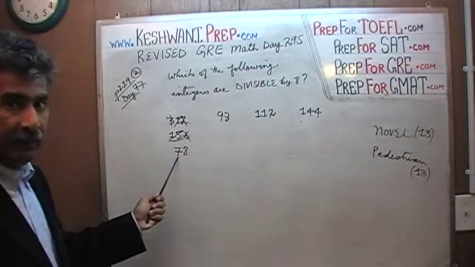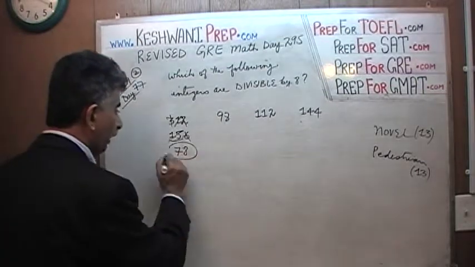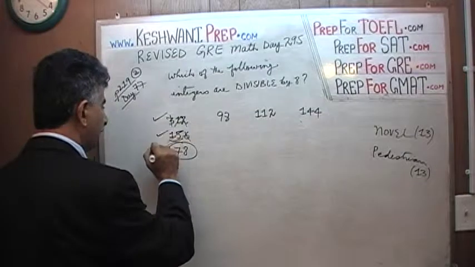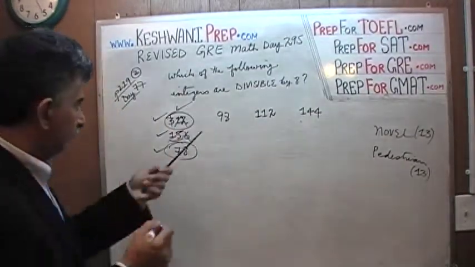Now since 78 is an even number, we don't actually have to do it out. We can go one more round with this, which means one round, second round, third round, which means 312 is divisible by 8.